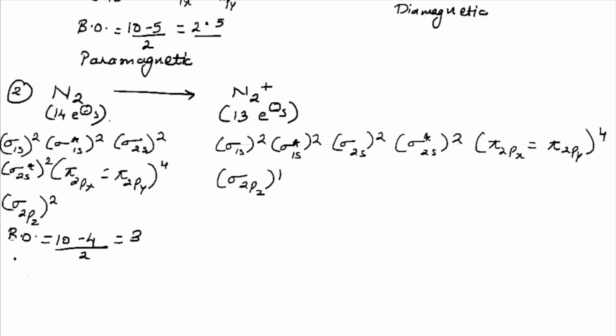Now since there is no unpaired electron, we call this a diamagnetic substance. Okay. Now the next part is the bond order calculation for N2+. So that's going to be 2 plus 2, 4 plus 4, 8 plus 1, 9. 9 minus 2 plus 2, 4.